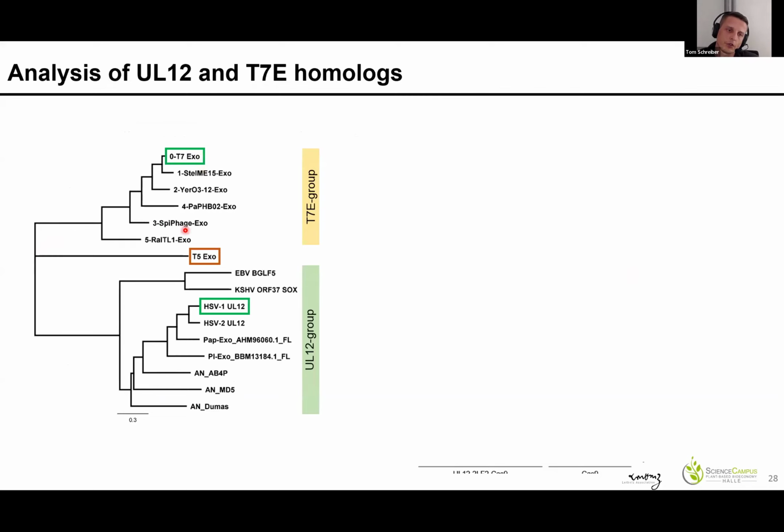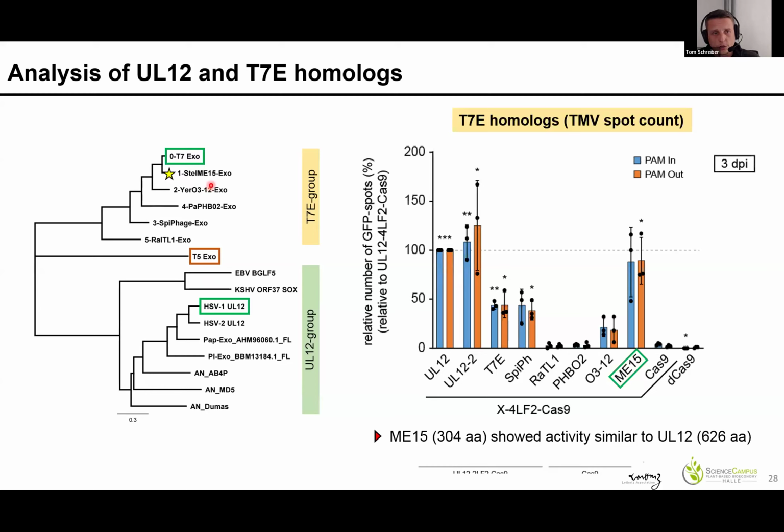So you see a phylogenetic tree of a selection. So we have the T7 exonuclease group here. This is T5 exonuclease, and this is the UL12 exonuclease group. So we compared the homologs of T7 exonuclease first, and we found a candidate which I called ME15.